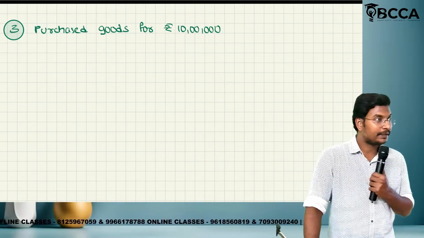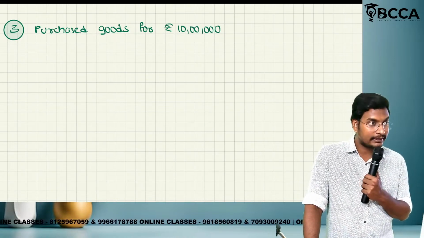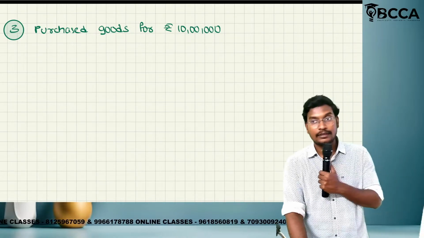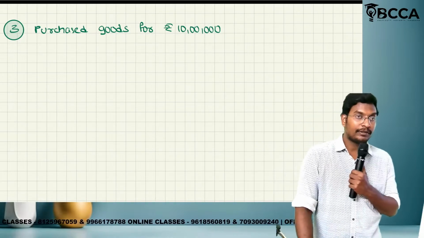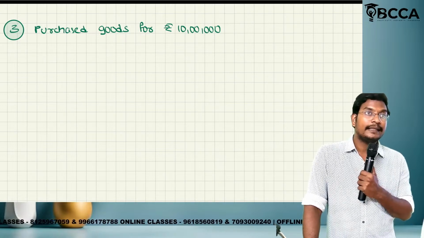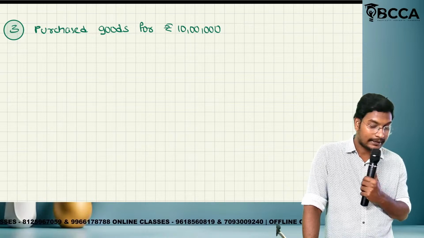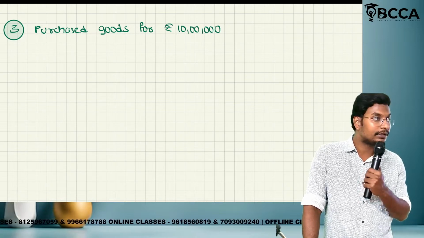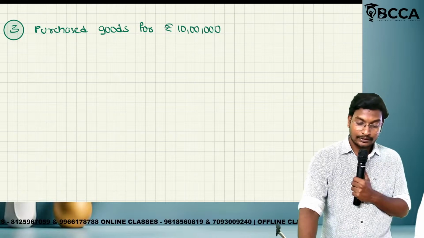So here we purchased the goods, so we should not use the word goods in the journal entry. We have to use the word purchases. If you purchase goods, we should not use the word goods. But at the time of purchase of an asset, we can use the word asset. Here we need to use only purchases.